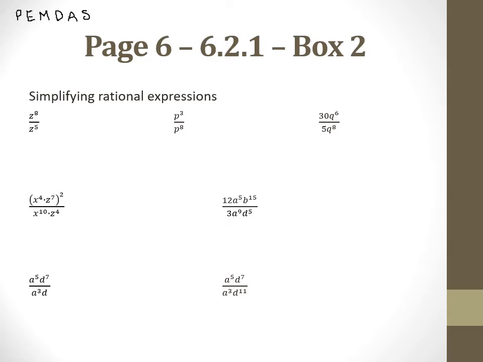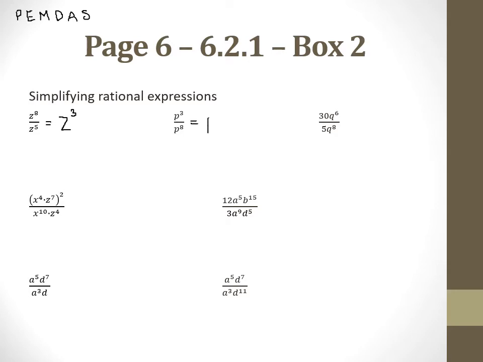We can go straight to division. And the rule is that when you are dividing, you subtract the exponents. So z to the 8th divided by z to the 5th becomes z to the power of 8 minus 5, which is 3.